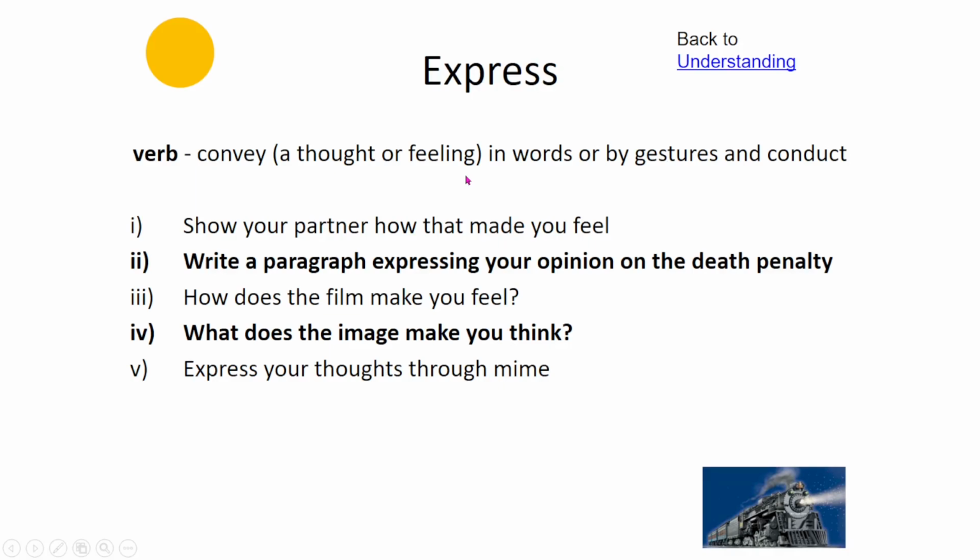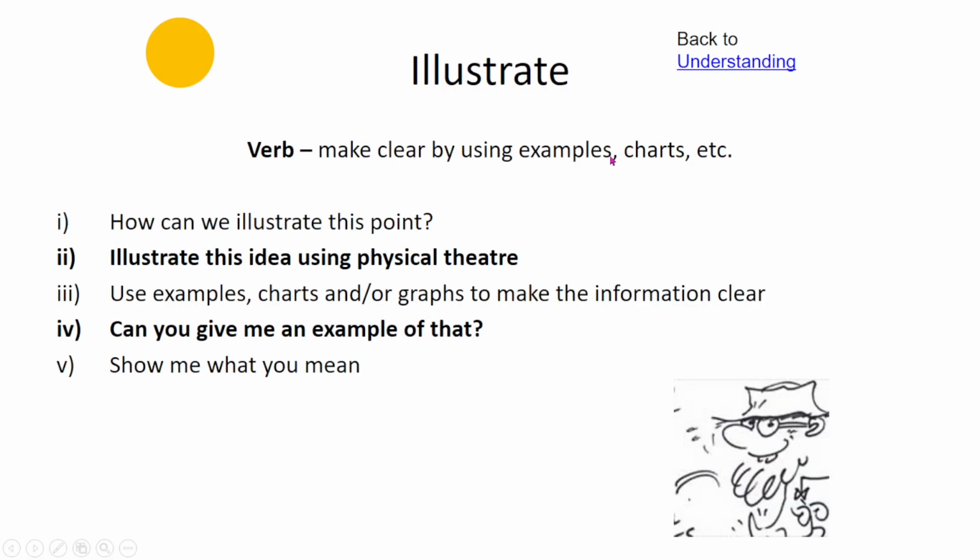Illustrate: make clear by using examples, charts. How can we illustrate this point? Illustrate these ideas using physical theater. So, in illustration, use examples, charts, graphs to make information clear.